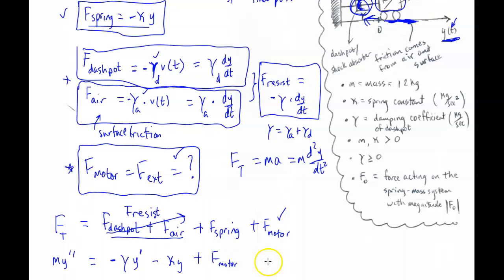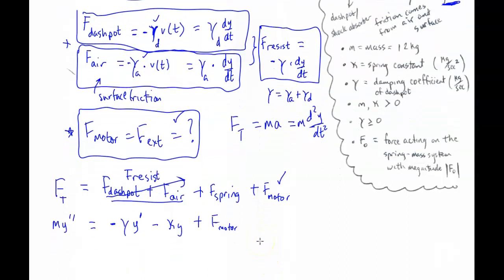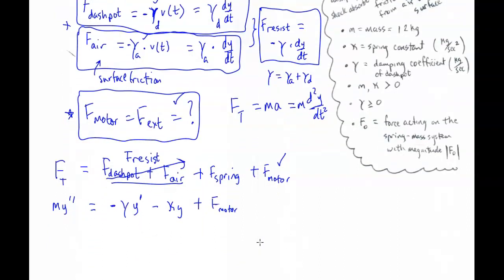Okay. And so if you look at what we have here, it looks like we have the workings of a second order linear non-homogeneous equation here. And to get it into a form that we're used to seeing, what we need to do is just add the F resist and F spring to both sides here. So if we do that, we'll have M y double prime plus gamma y prime plus kappa y equals F motor.